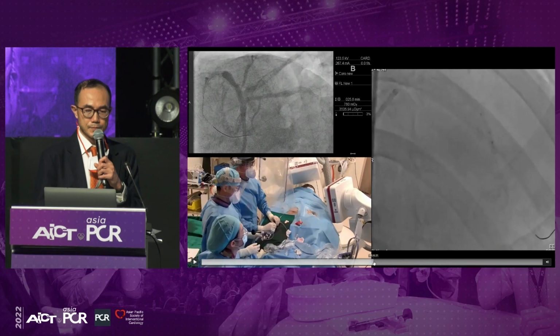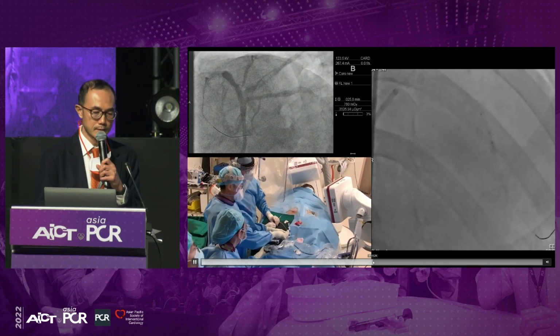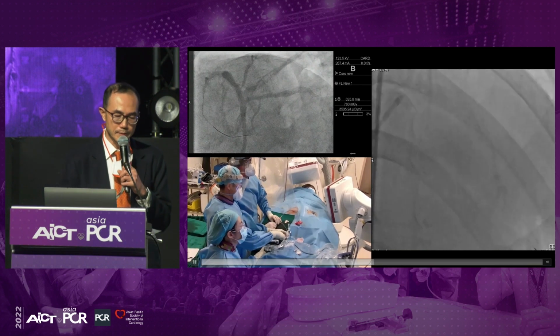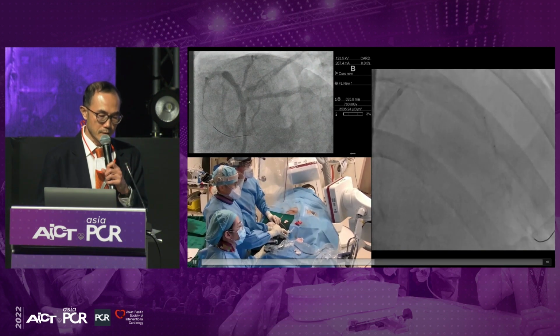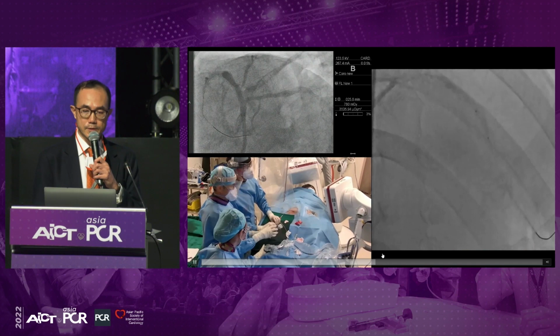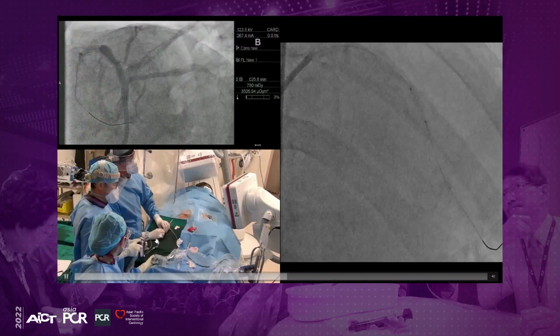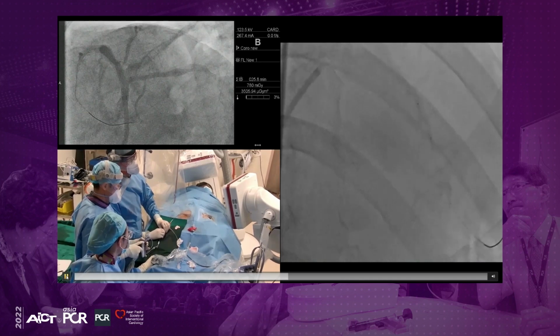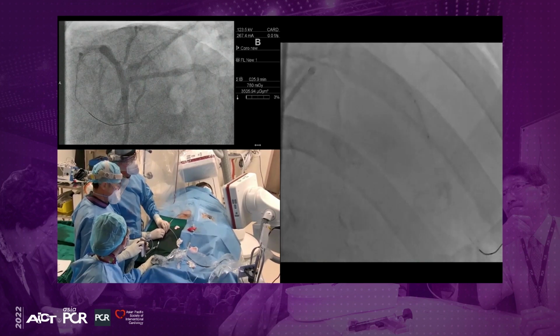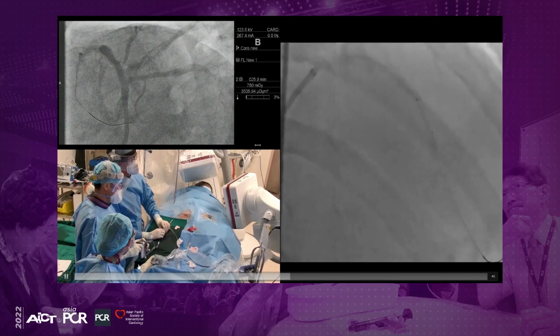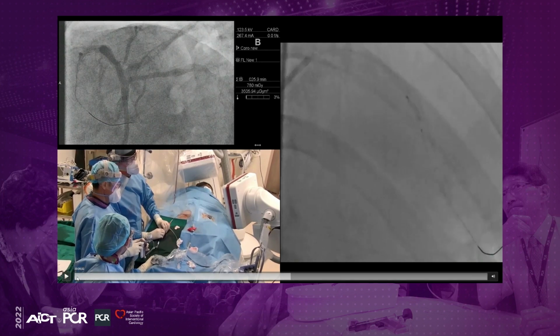And this is a 4 millimeter by 12 intravascular lithotripsy balloon. I know it might sound weird, why are we putting a 4 millimeter balloon in the mid-LAD? So let me just pause and explain.